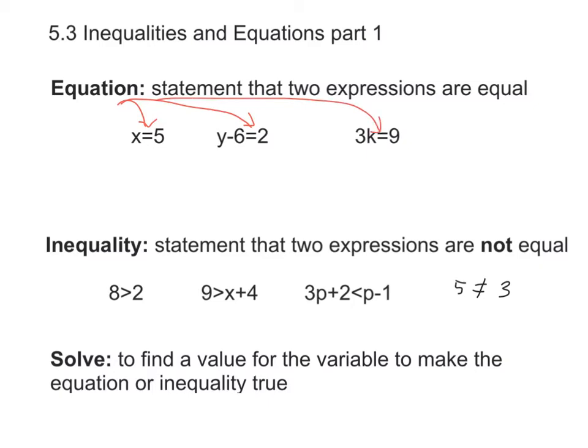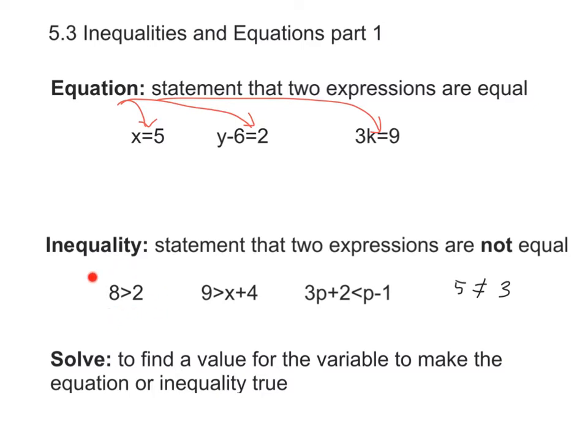An inequality, on the other hand, is a statement that two expressions are not equal. Symbols that show not equal could be the greater than sign, like 8 is greater than 2, or 9 is greater than x plus 4. Again, whether this is true depends on what value you give x. 3p plus 2 is less than p minus 1, or 5 is not equal to 3. To make any of these true, I simply have to pick an x that would make it true.